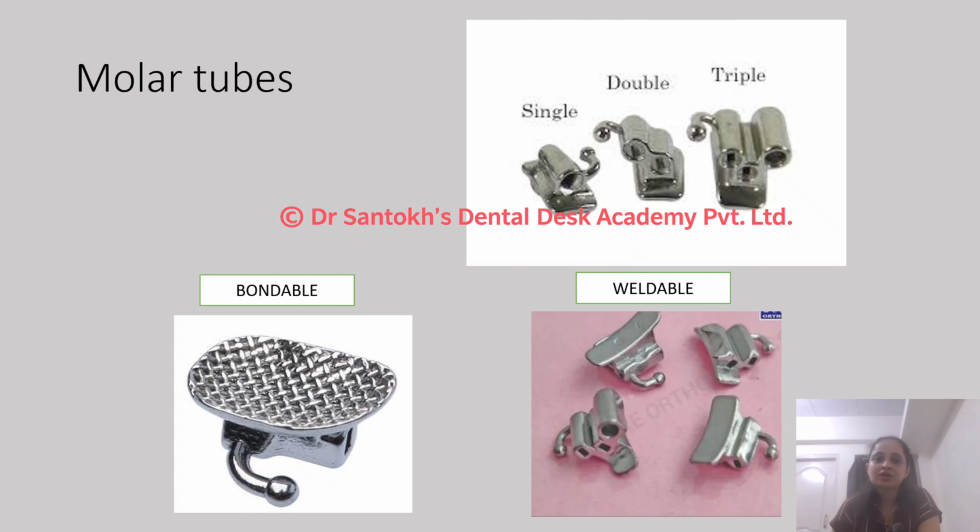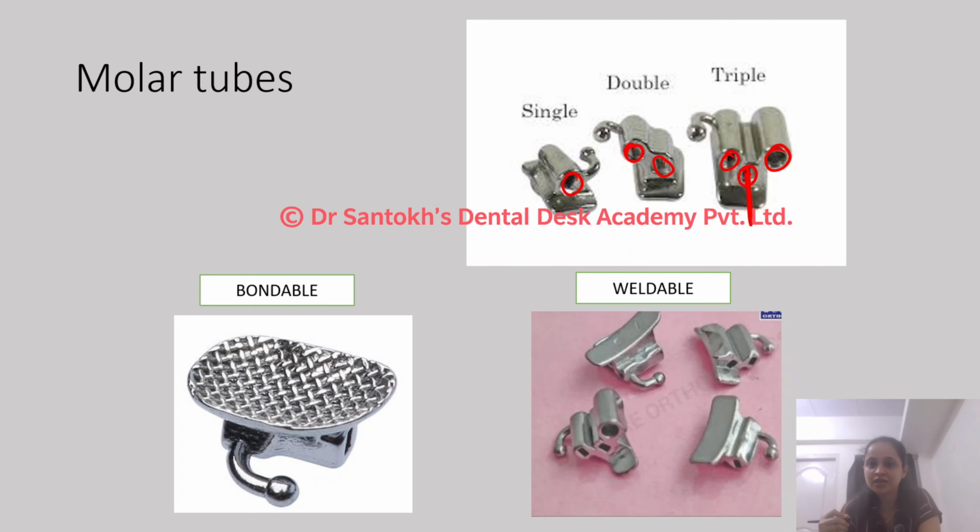Okay, next are the molar tubes. There are different types of molar tubes. This is a single molar tube. You can see here two slots, which is the double tube, and here three slots. These are the triple molar tubes. So what is the function of this? This is the main arch wire slot where you engage your main arch wire.